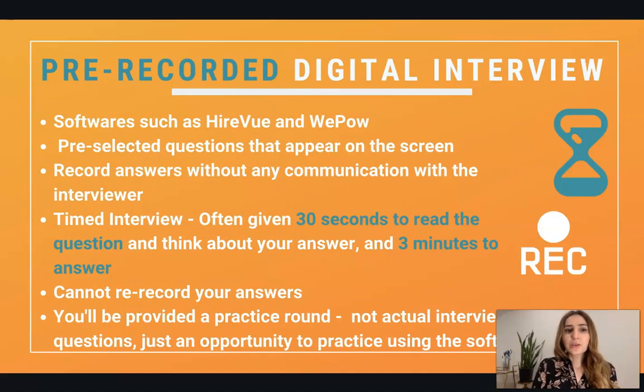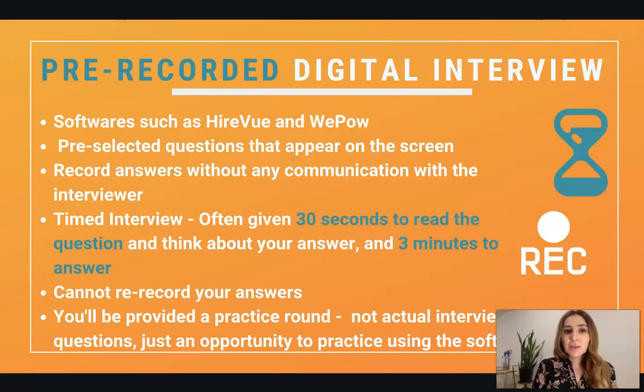A pre-recorded digital interview uses a specific type of software. Some really popular ones right now are HireVue and WePow. Essentially, these are pre-selected questions that appear on the screen. You would click on the link to get started with a digital interview, and the first screen would be a screen of the question. You'd see the question pop up. You'll be given about 30 seconds typically to read the question, and then you will next be allowed to answer the question. You'll be given about 3 minutes to answer the question.